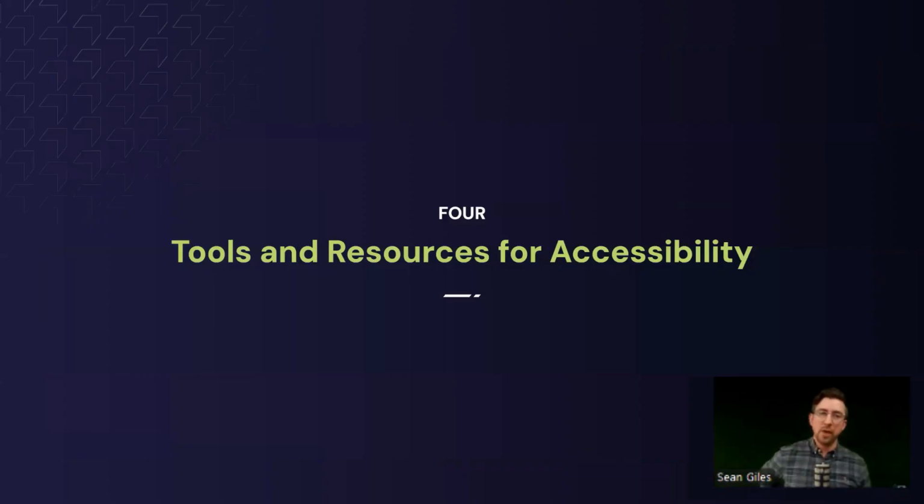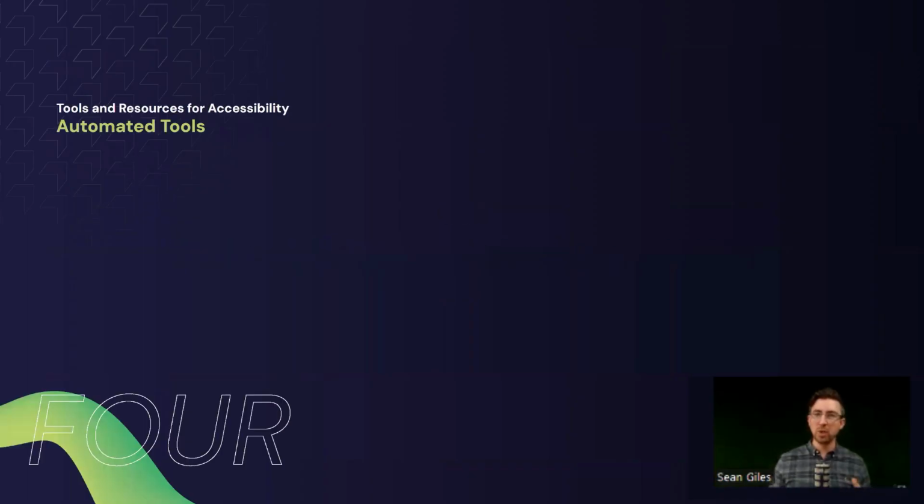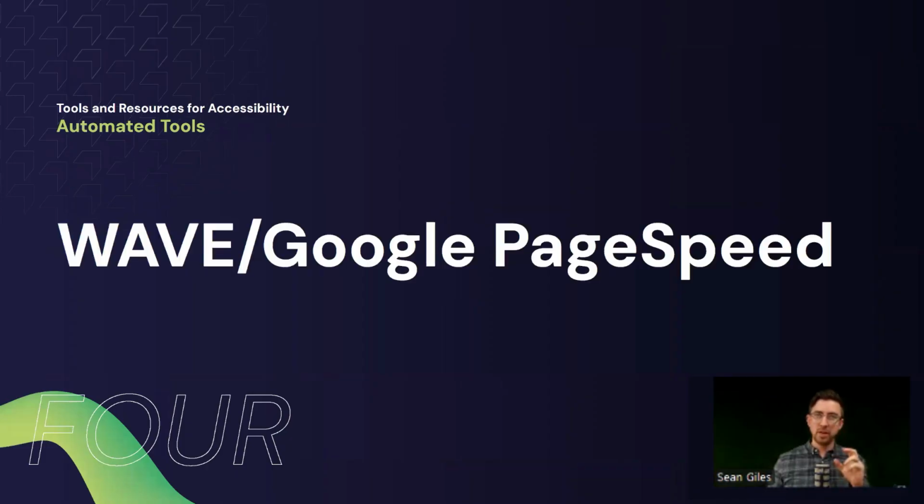And then moving into the last section, last but not least, are some tools and resources that you can have a look at to help implement your accessibility and test that accessibility as you go through. First up, some automated tools that you can use. A couple of tools to mention: one is Wave, and there's also the Google PageSpeed Insights tool.